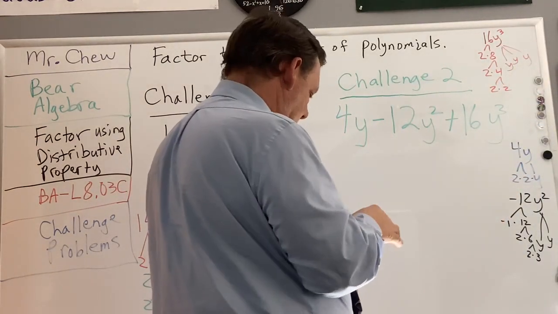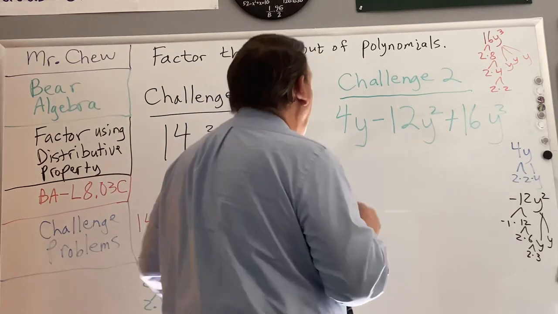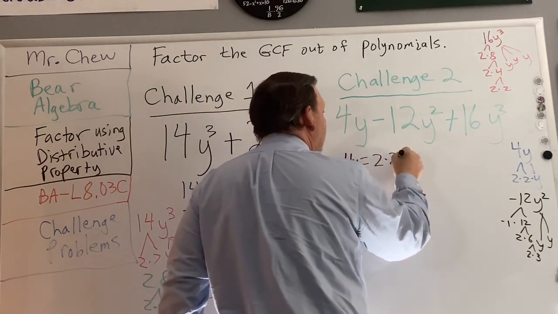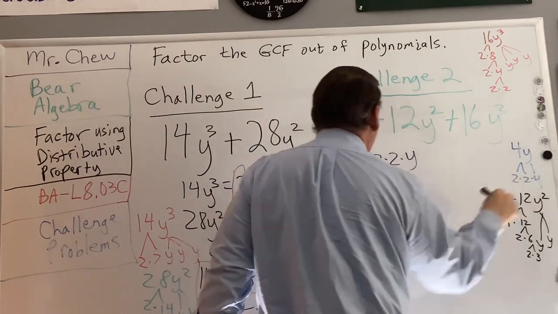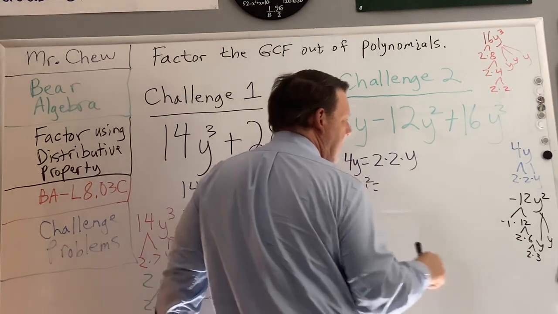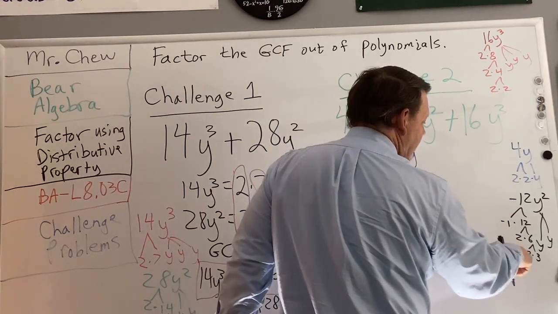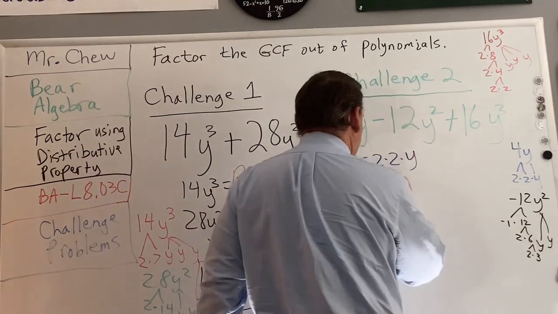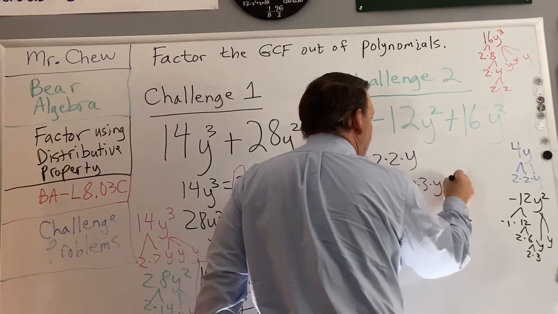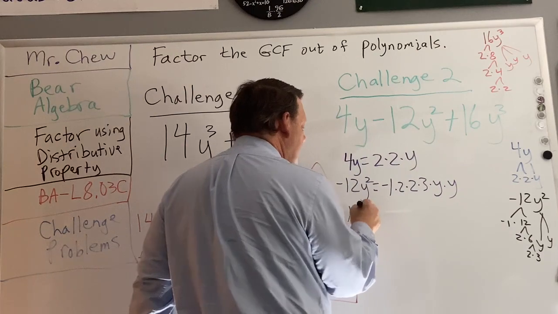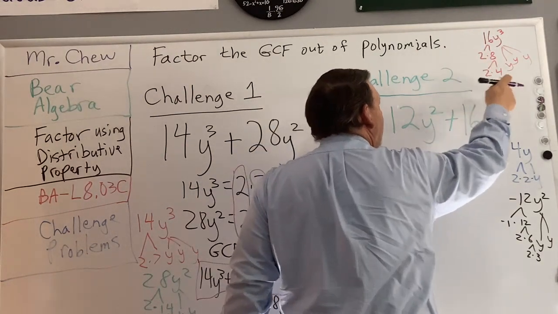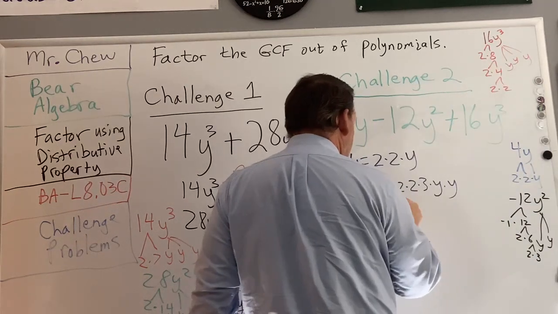All right, so I know that my 4y is 2 times 2 times y. That's what I have right here. I know my negative 12y squared is negative 1 times 2 times 2 times 3 times y times y. And I know my 16y cubed is 2 times 2 times 2 times 2 times y times y times y.